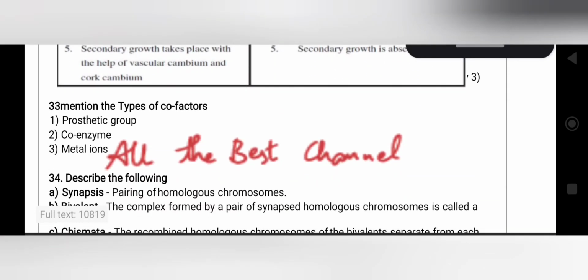Mention the types of cofactors. The first one is prosthetic group. Second one, coenzymes. Third is the metal ions.